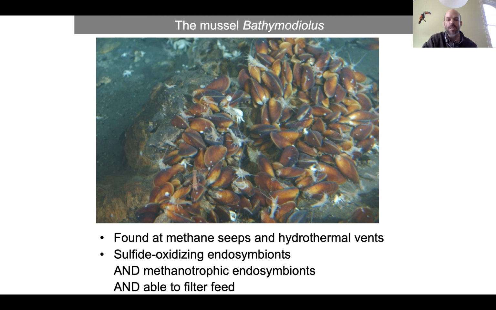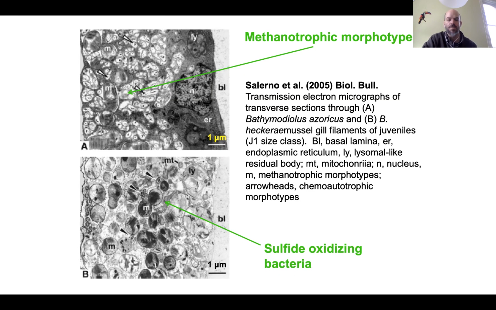But anyway, these mussels not only have sulfide oxidizing endosymbionts, just like the clams and the tube worms, they also have endosymbiotic bacteria that eat the methane. So that's a reason why they're found in methane seeps. Some of their endosymbiotic bacteria are using methane as the electron donor and then pass on food to the host. In addition to having these two different endosymbionts, the mussels can also filter feed, just like any normal mussel. So they're very versatile in how they can obtain food.